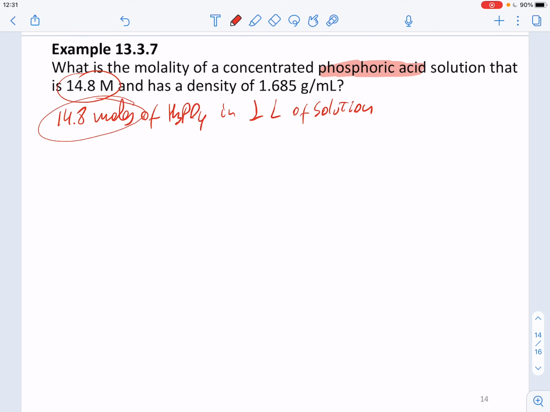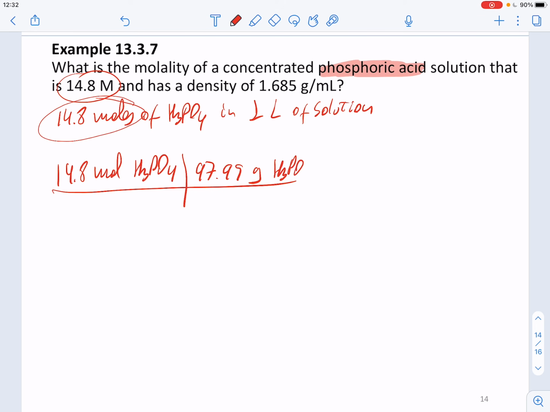We have 14.8 moles of the acid. So here, 14.8 moles of phosphoric acid times 97.99 grams of phosphoric acid per mole of phosphoric acid gives us a total of 1450 grams of phosphoric acid, which is the solute.